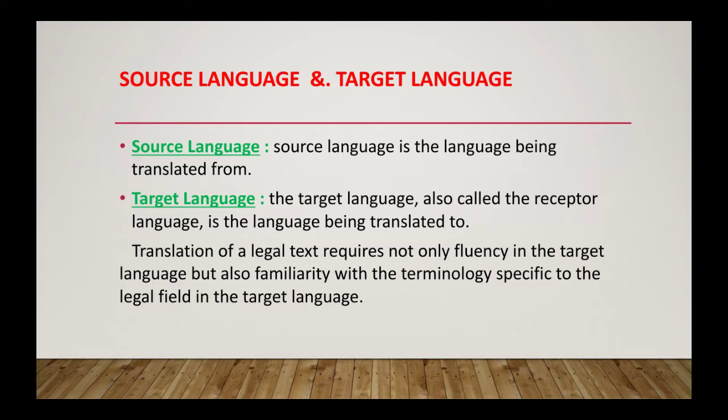Now, translation of a legal text requires not only fluency in the target language but also familiarity with the terminology specific to the legal field in the target language. So this is the criteria that a translator who will be translating the source text into the target text needs to be fluent in the target language, and he also needs to be familiar with the terms related to the target language. So he needs to be expert in both the source language as well as the target language.